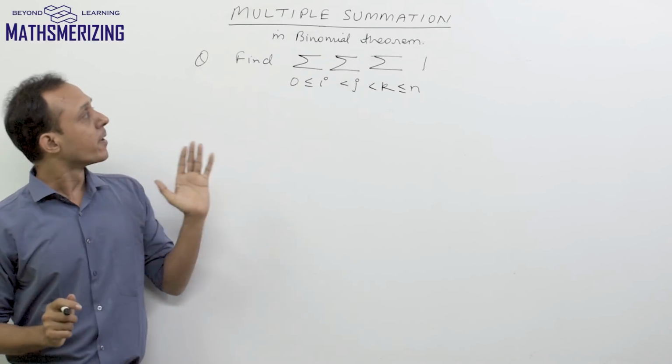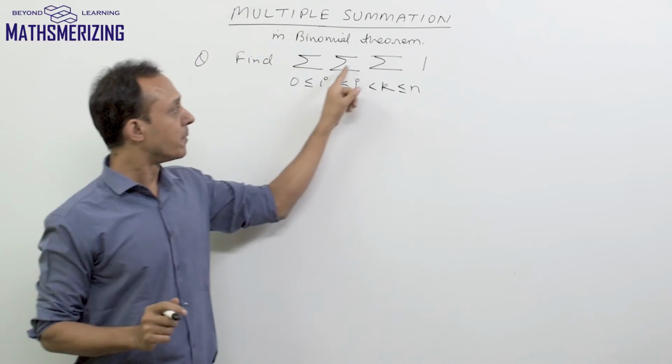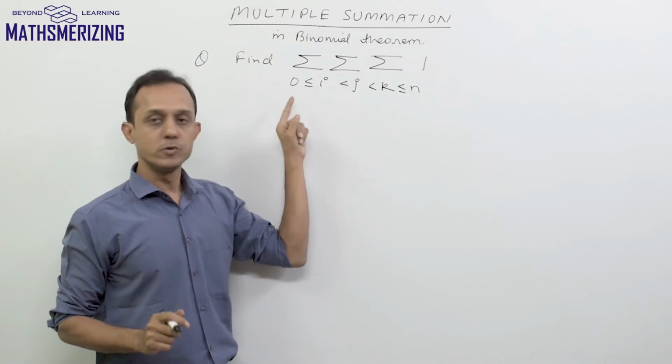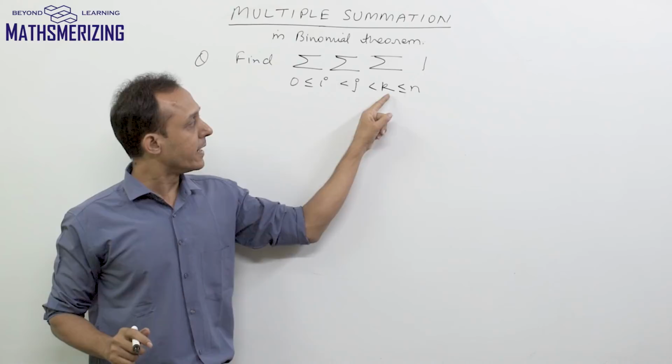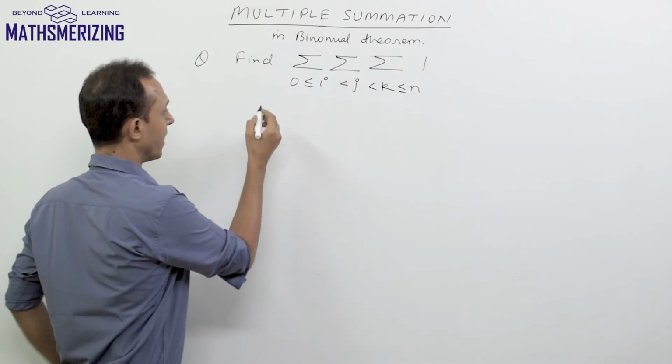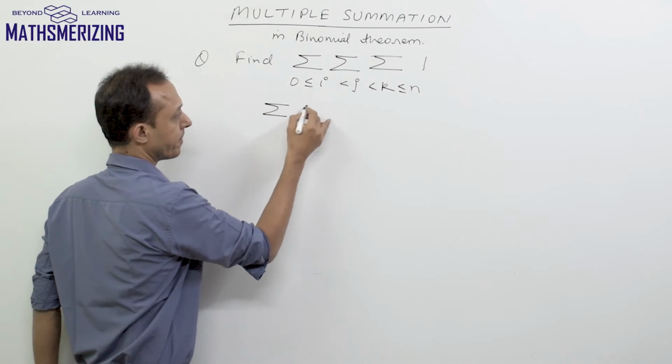So let us take up another problem in triple summation, and that is triple sum of 1 where i is greater than or equal to 0, j is greater than i, k is greater than j, and k is less than or equal to n. So I'll write it as summation.